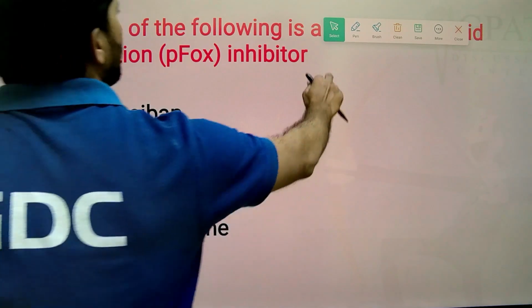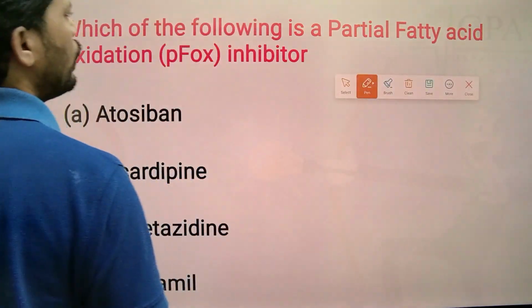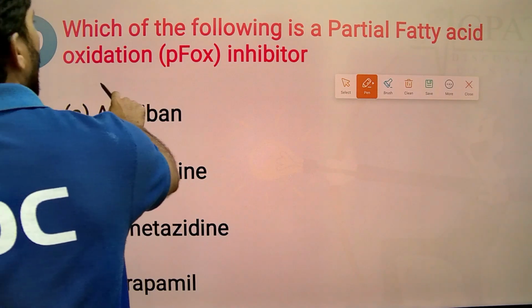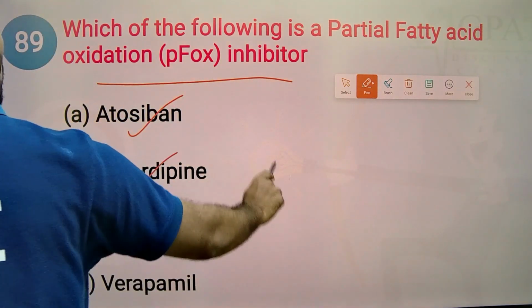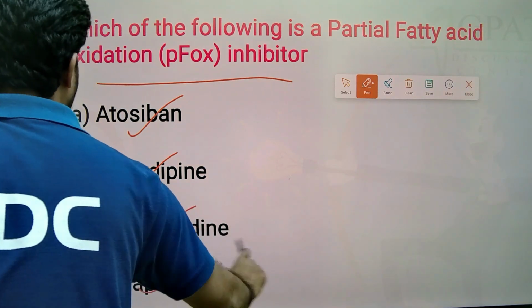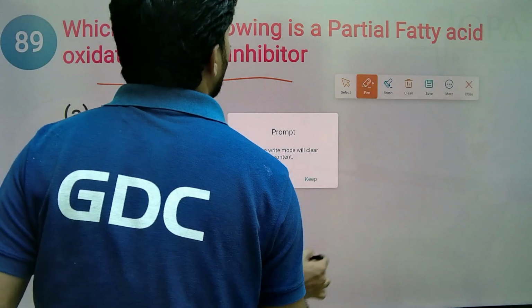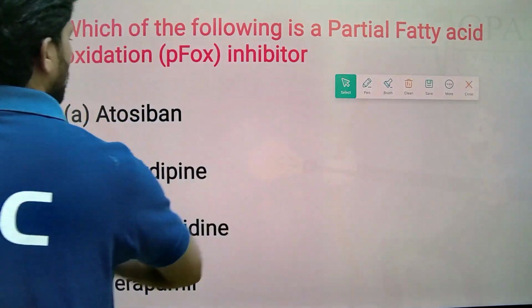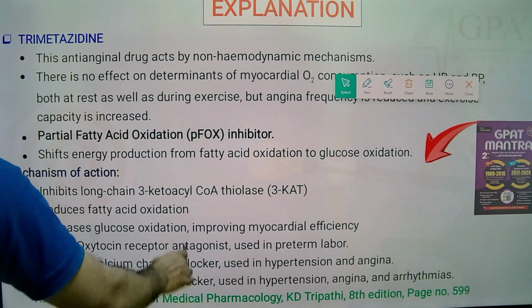Next, which of the following is a partial fatty acid oxidation inhibitor? Atosiban, nicardipine, felodipine, calcium channel blockers, trimetazidine, verapamil. Trimetazidine is a partial fatty acid oxidation inhibitor that helps in the treatment of anginal disorders. Trimetazidine inhibits fatty acid oxidation.